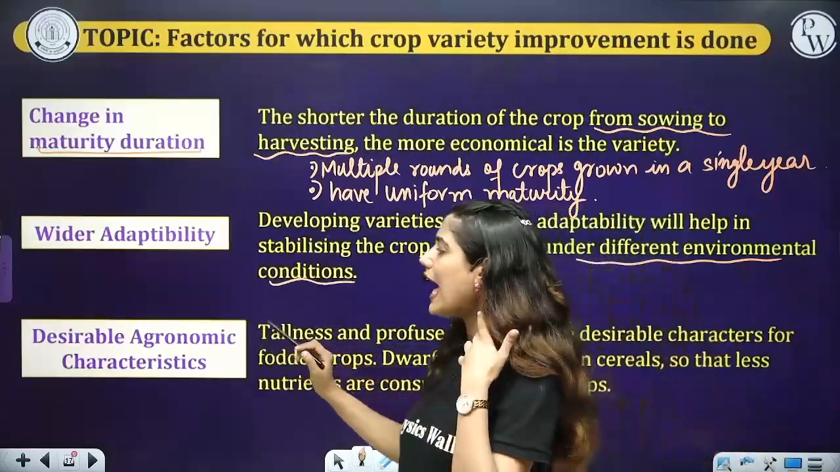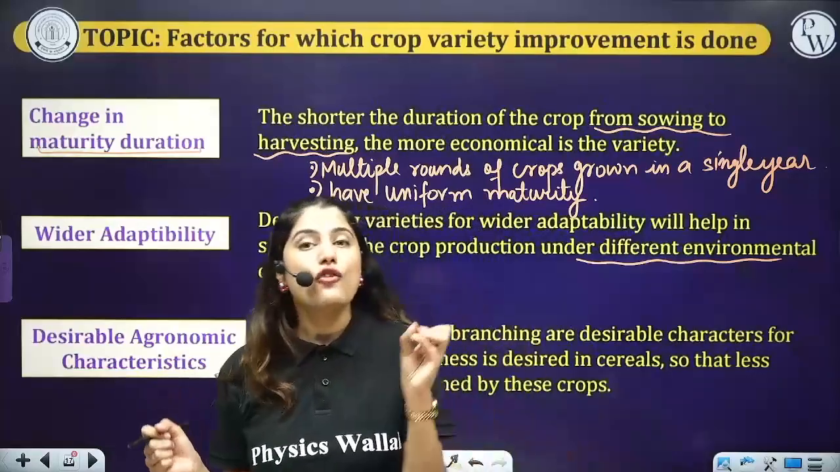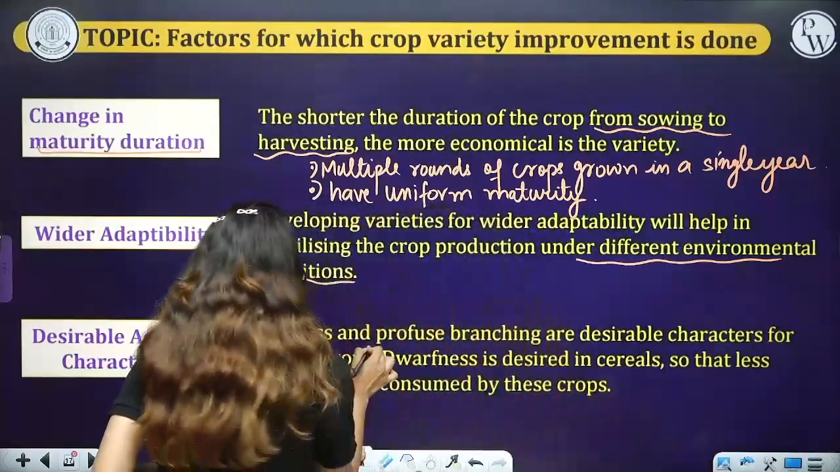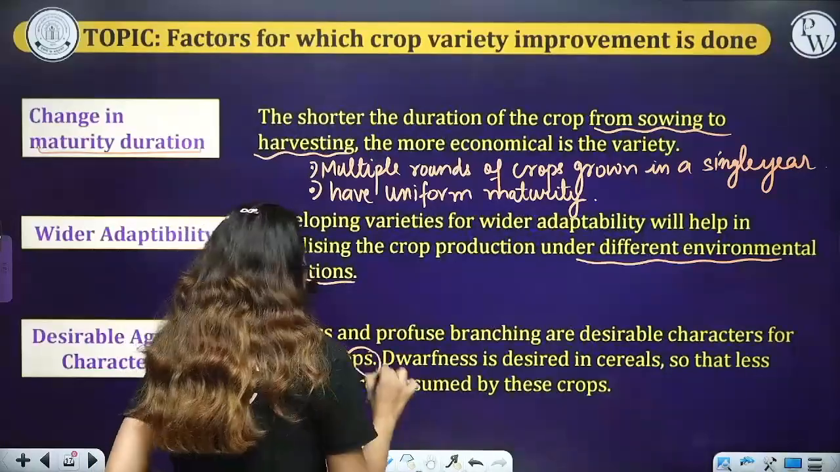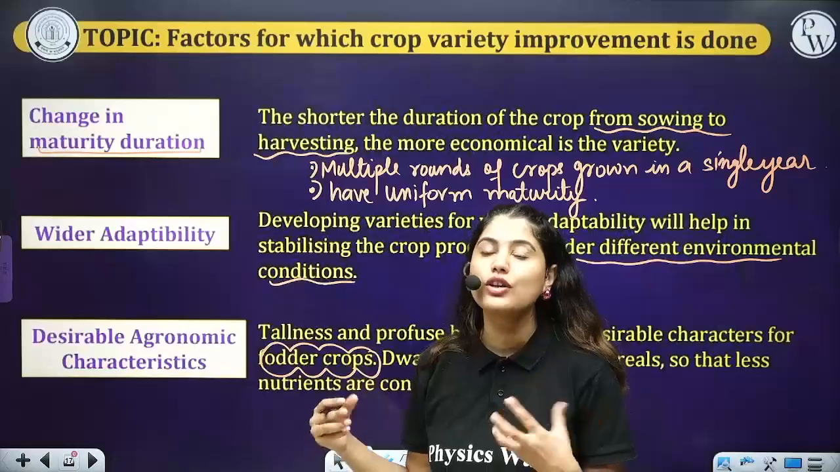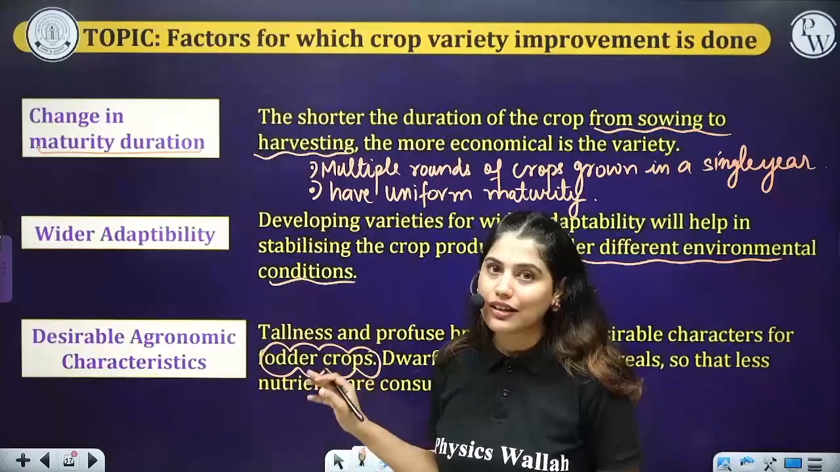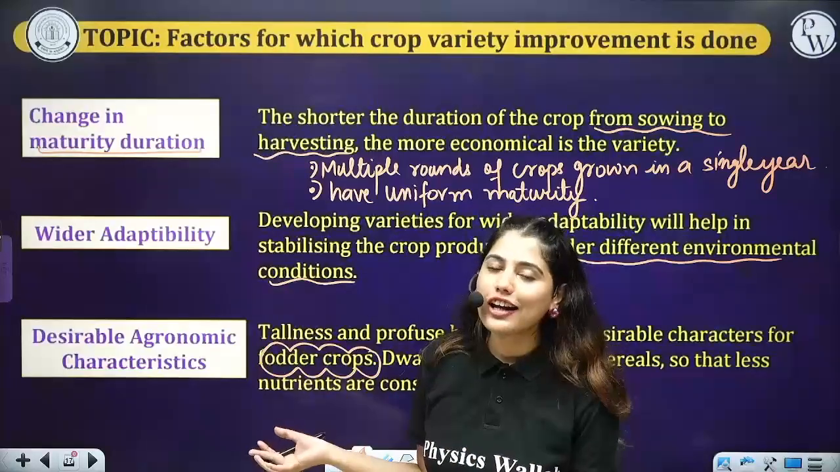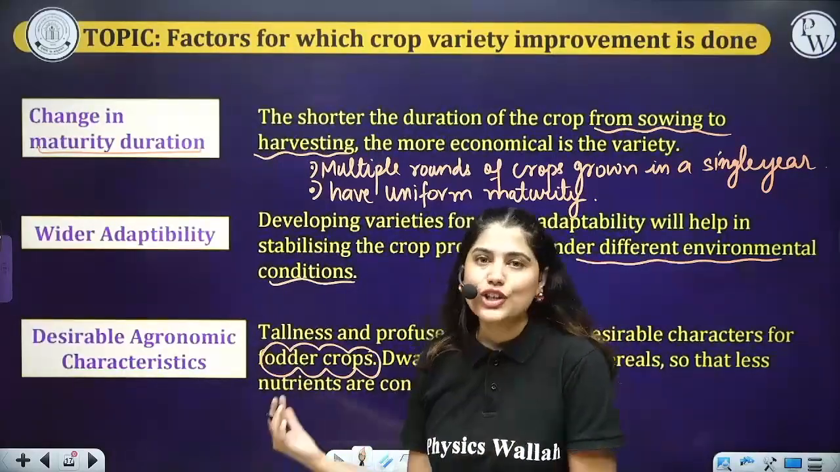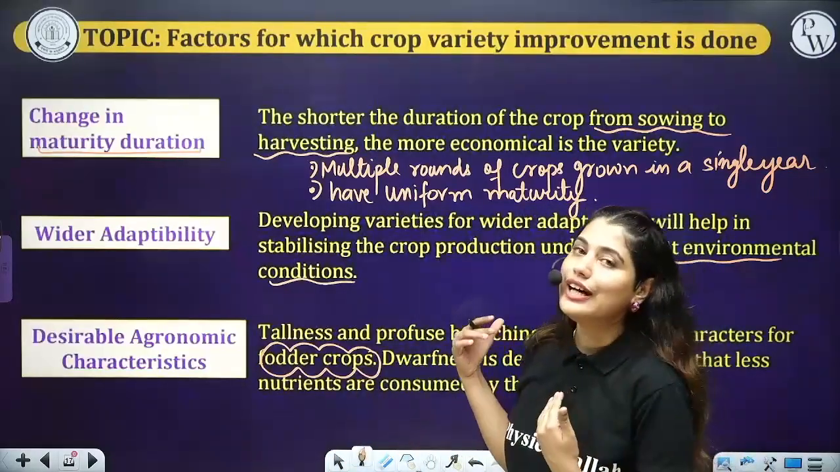Lastly, desirable agronomic characteristics. Basically, we need different characteristics for different kinds of plants. That is the fodder plant. What are the fodder plants? What are the fodder crops? The crops which we are growing for the food of animals, right? They act like the food for the animals, the chara which we say. Once we are growing them, we give them to the animals as food. So that is the fodder crop.